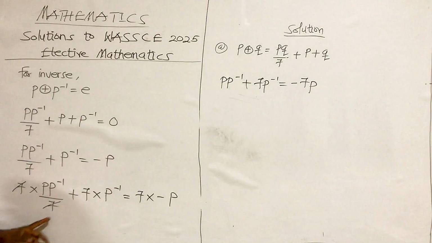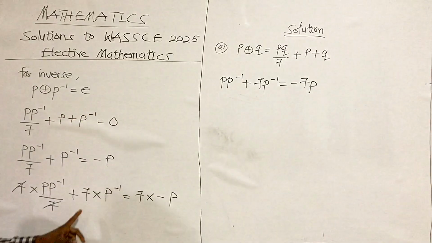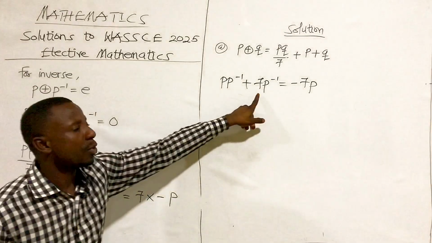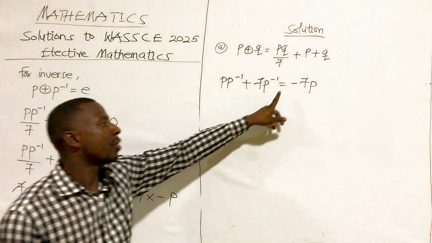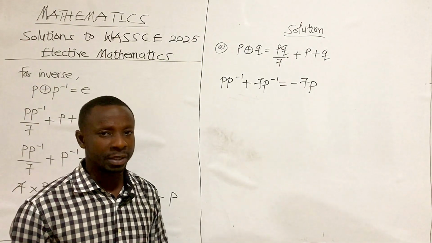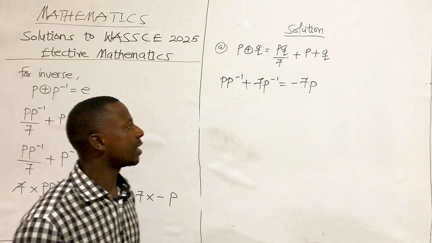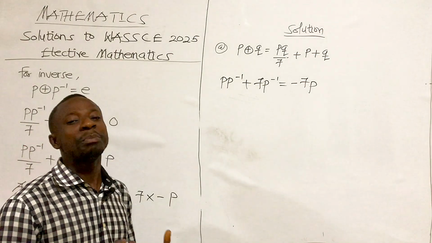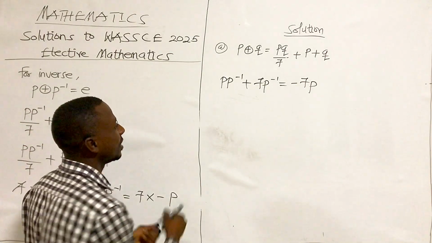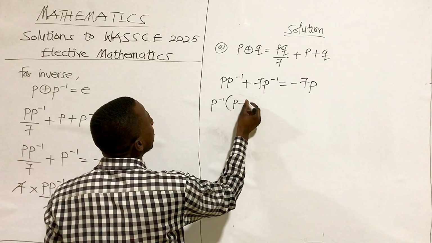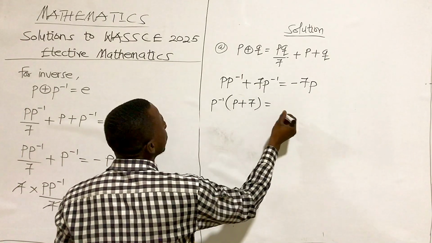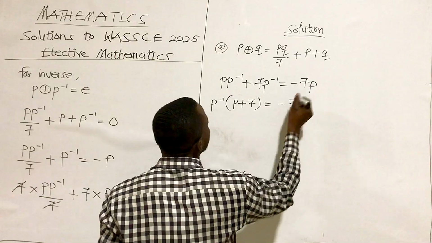So take off that, we have P inverse. 7 times P inverse, we have 7P inverse. 7 times negative P, we have minus 7P. So from here, we are going to factor P inverse out. So we have P inverse in brackets, P plus 7, is equal to minus 7P.